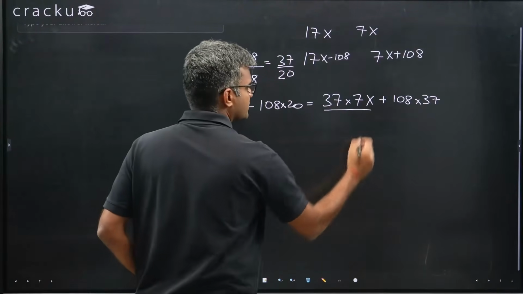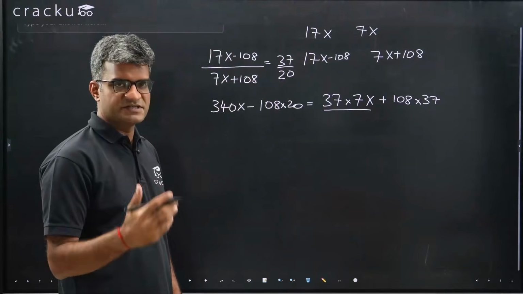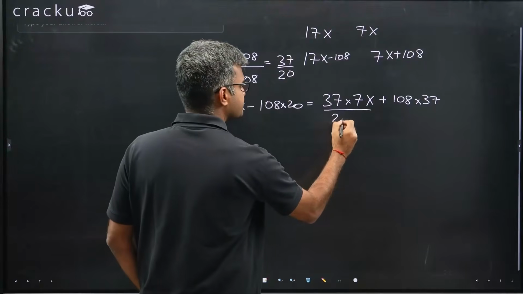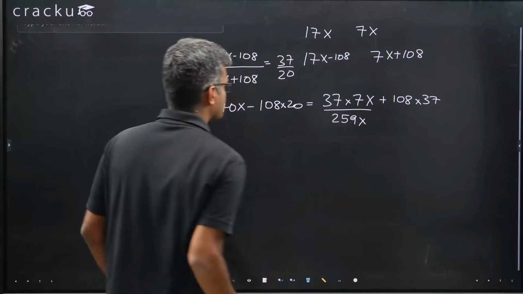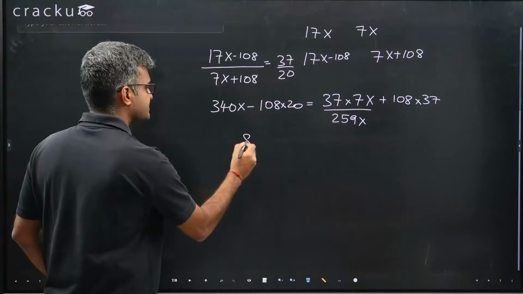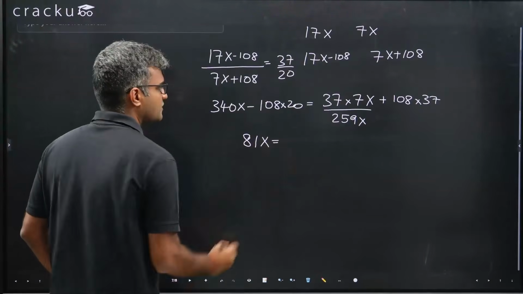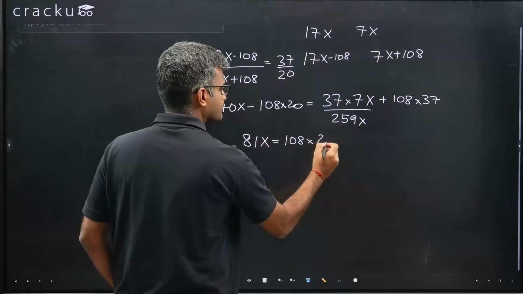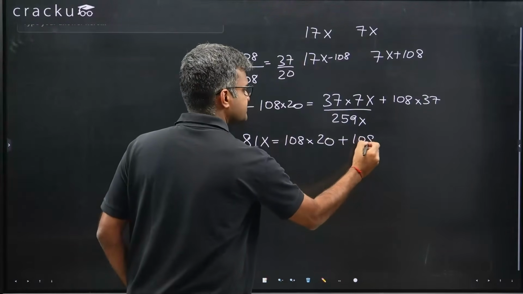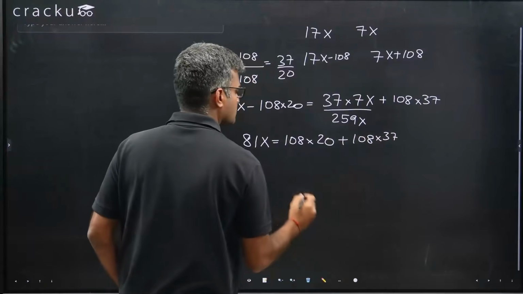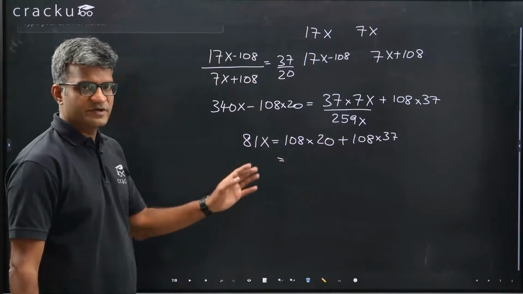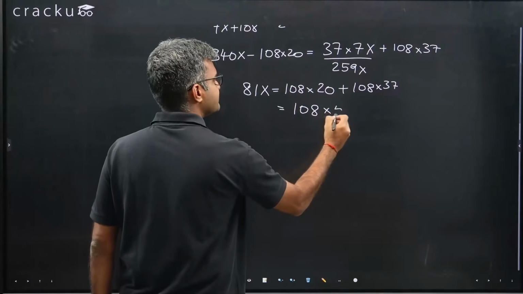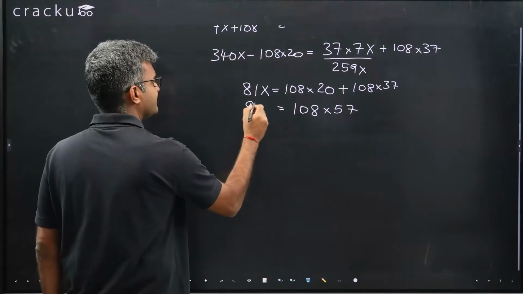37 into 7x, what is the value of 37 into 7x? 37 into 7 will be 210 plus 49, which is 259x. 340x minus 259x is 81x. So 81x is equal to 108 into 20 plus 108 into 37. 108 into 20 plus 108 into 37 is equal to 108 into 57. This is the value of 81x.